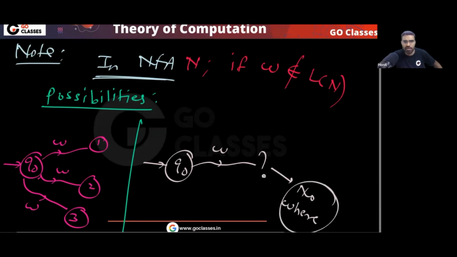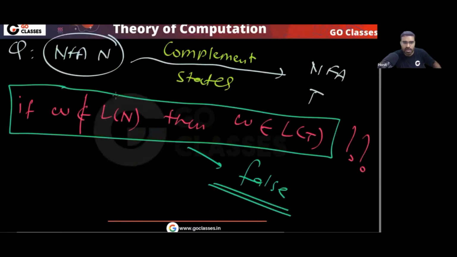Is this clear? Let me know. So these are the possibilities. So that is the reason. Remember, this statement is also false: if W does not belong to Ln, then W belongs to Lt. That statement is also false.